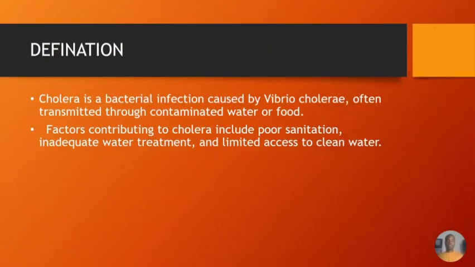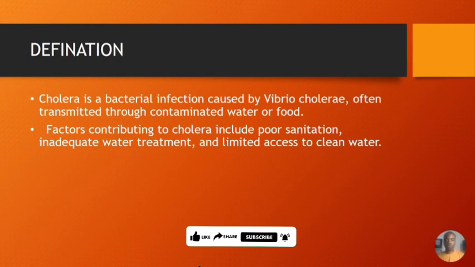When we look at cholera, by definition, it is a bacterial infection caused by Vibrio cholerae, often transmitted through contaminated water and food. If you are using contaminated food or water, you get cholera. There are a lot of factors that contribute to cholera, such as poor sanitation, inadequate water treatment, and limited access to clean water. If you have limited access to clean water, you're likely going to suffer from cholera. So let's get deep into this discussion.